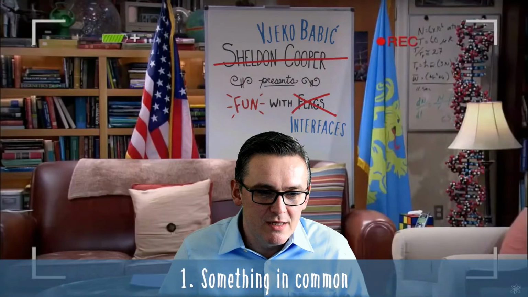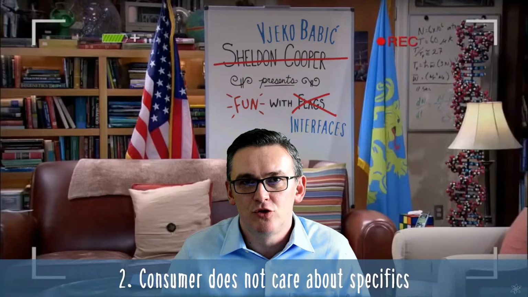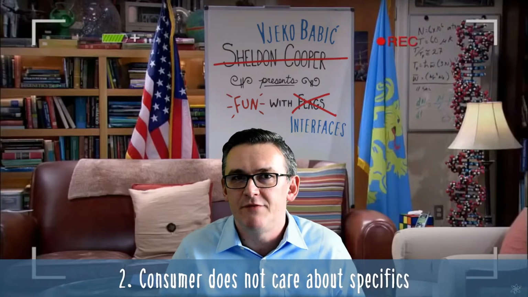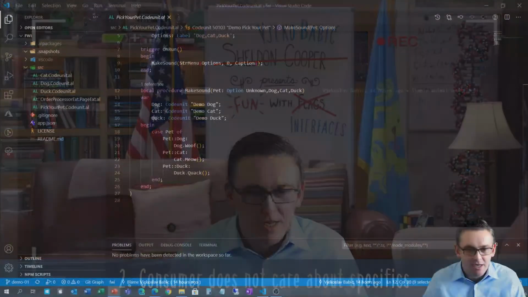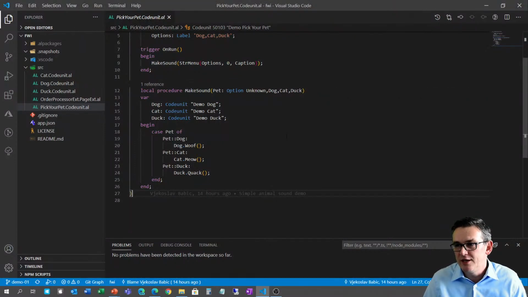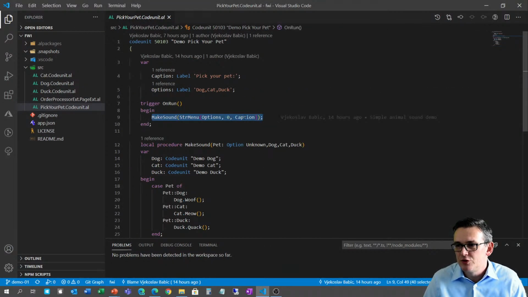And then there is another question: the consumer does not care about the specifics of how those objects that have something in common will perform their action. When we look at this code, we can see that, yes, true, the code unit which calls make sound doesn't really care how exactly the dog woofs, how exactly the cat meows, or how the duck quacks. So this is the starting point, and this piece of code is a perfect candidate for interfaces.